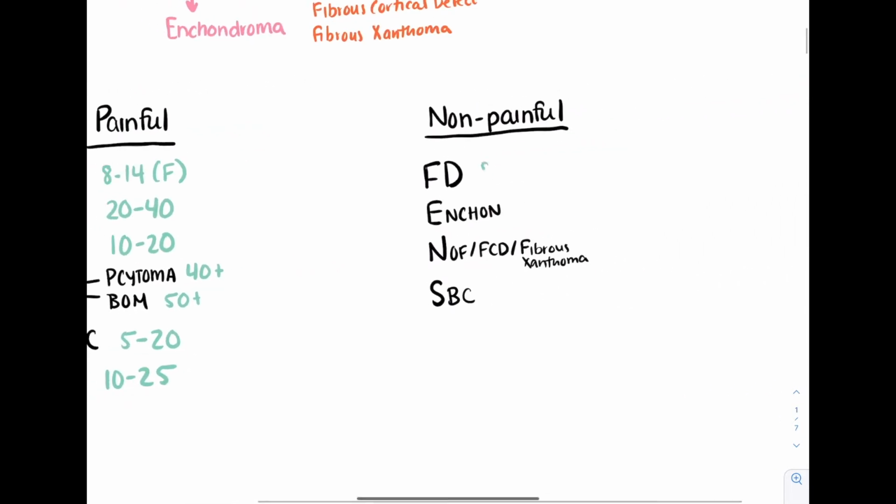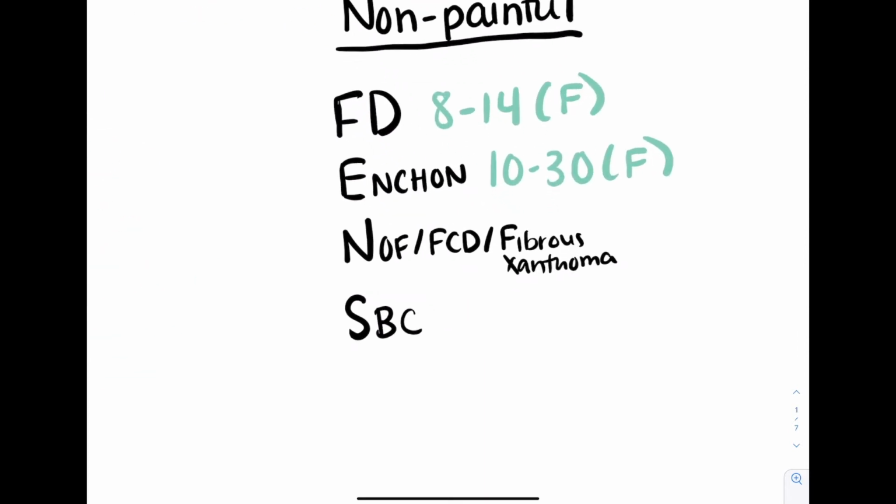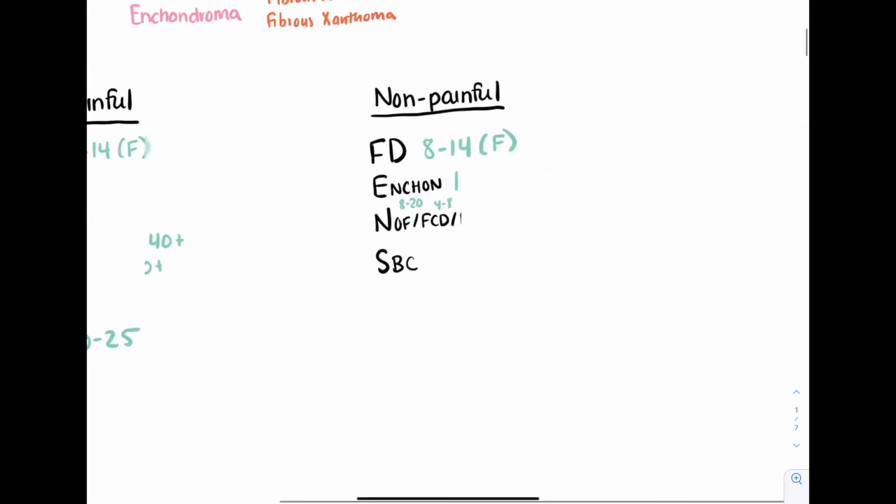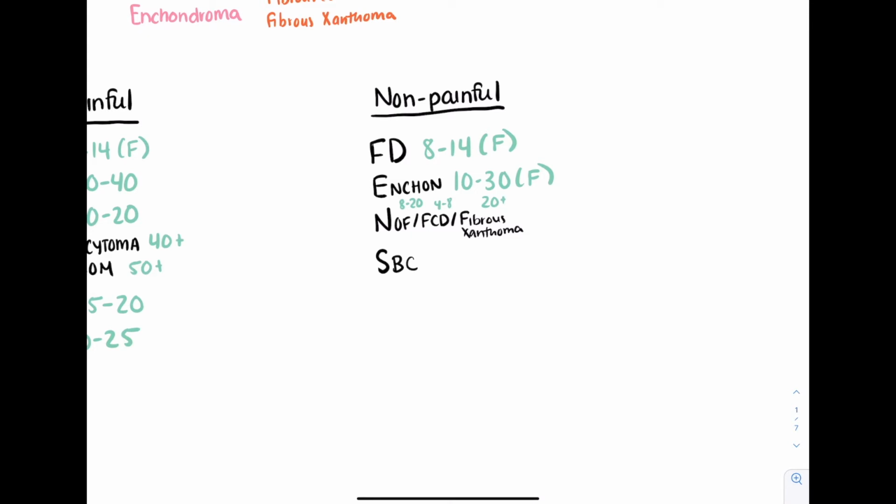Fibrous dysplasia, we already said, 8 to 14, we keep it forever. Enchondroma, 10 to 30, and we keep it forever. NOF, FCD, and fibrous xanthoma, those ones depend on the age. So NOF is going to be our 8 to 20. FCD is our 4 to 8. And fibrous xanthoma is our 20 plus. And then simple bone cysts, or SBC, we can develop it from 3 to 14, and we keep it forever.